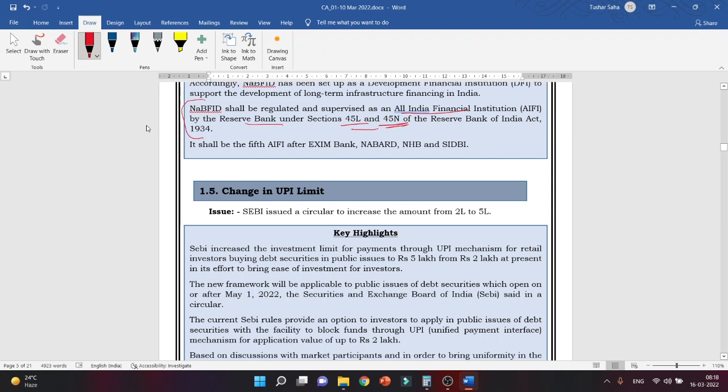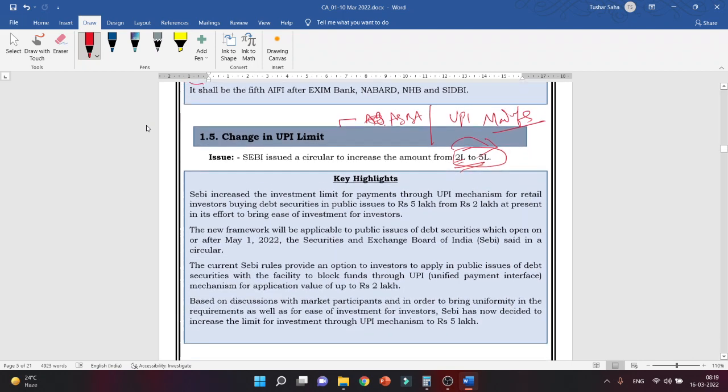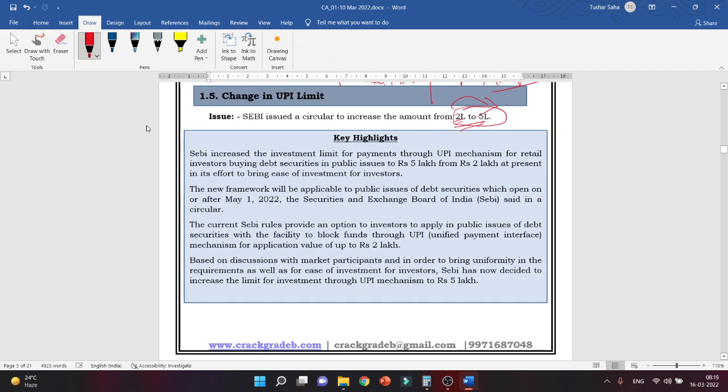Then, change in UPI limit. This is a circular by SEBI. You will know that if you want to apply for an IPO, one option is ASBA, and the other option is the UPI mandate, which has very recently been introduced. This UPI mandate had a limit of 2 lakh, which SEBI has approved increasing from 2 to 5 lakhs. This is the only news, and it is very, very important. Now, the framework will be applicable to public issues of debt securities which open on May 1, 2022.